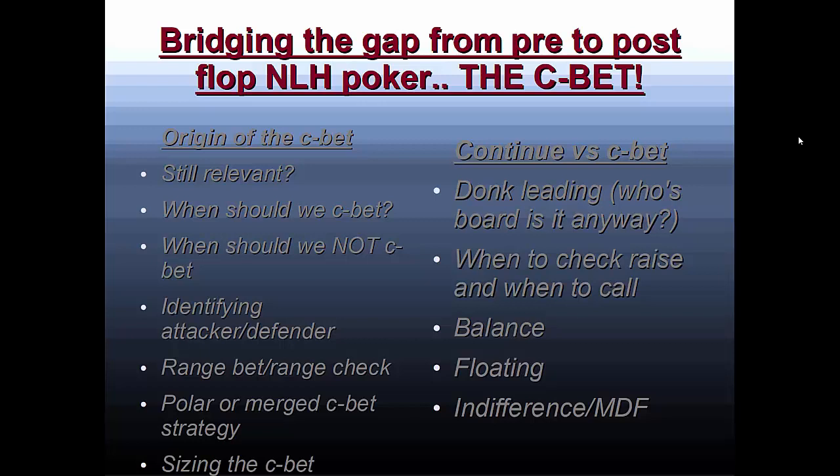We're going to learn how to figure, based on the indifference equations, what percent of our range needs to do what, and what things we do or don't do that incentivize our opponent to, say, c-bet or stab turn after we take a non-procedural check back, things of that nature. That's going to be in the second video, bridging the gap between pre-flop and post-flop, the continuation bet.